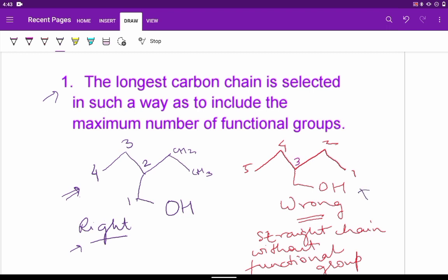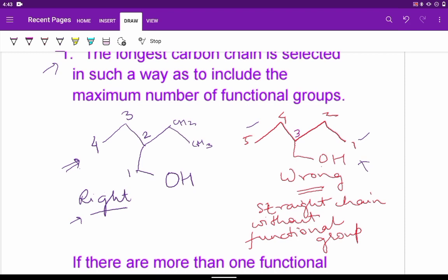But if you consider this structure, here I am numbering from this end to this end. So we have 5 carbon atoms in the longest chain, but there is only one substituent present at carbon number 3. And the main functional group OH is again not coming in the straight chain. That is more important. This OH group is joined to this carbon, but it is not directly linked to the main chain, which I am numbering as 1, 2, 3, 4, 5. So this OH functional group is not featuring if I number in this manner. So we have to go with this structure.